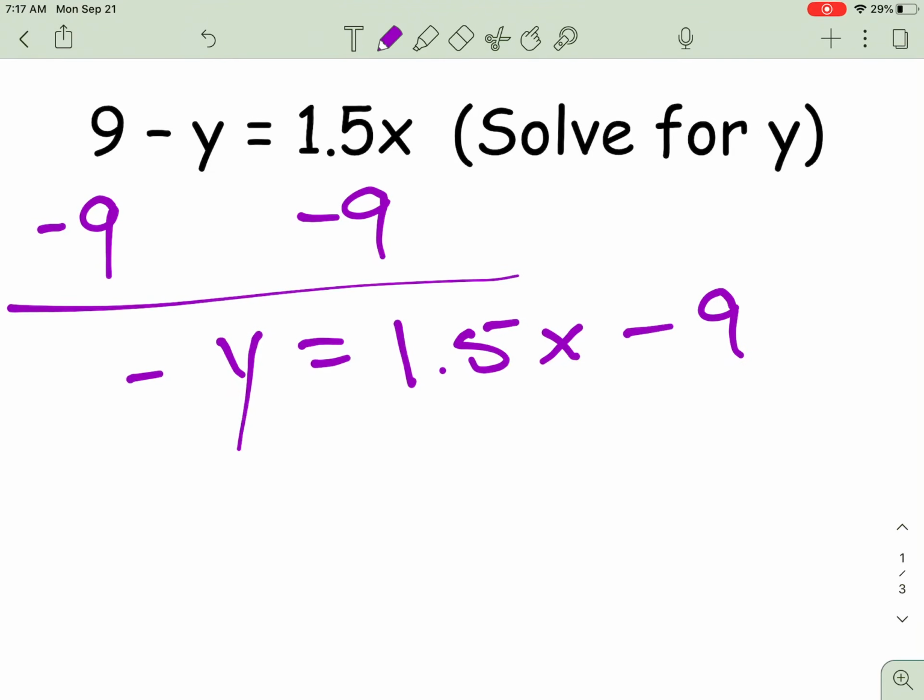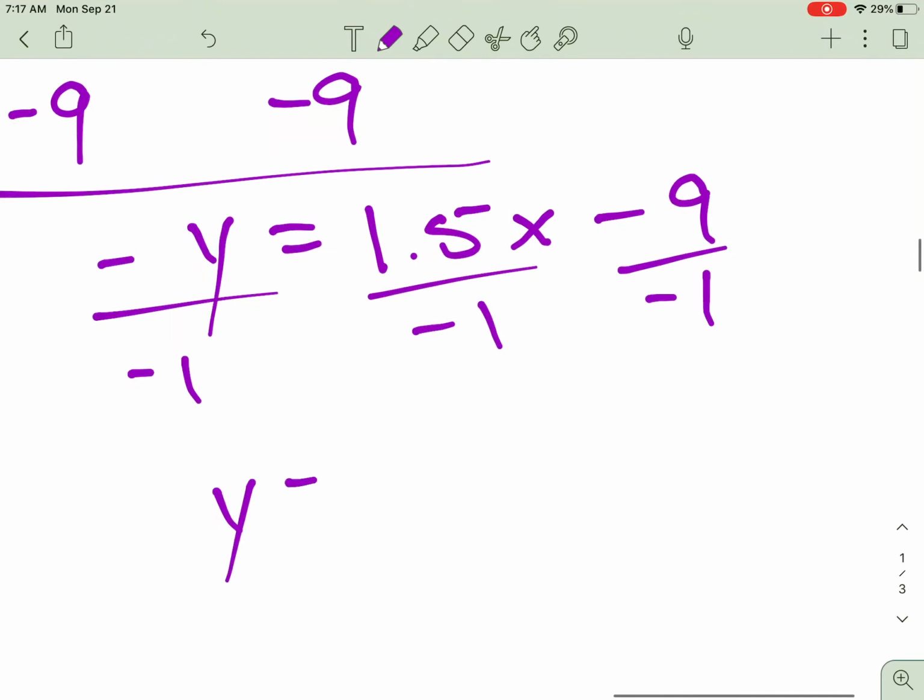All right, now here's where some students would make a mistake, right? Because they would forget this negative symbol right here, but it's still negative. It doesn't say solve for negative y, it says solve for positive y. So we've got to divide everything by negative 1. That gets rid of the negative on this side, because a negative divided by a negative is a positive. And now you have negative 1.5x plus 9. So it changes the signs here, here, and here by dividing by negative 1.